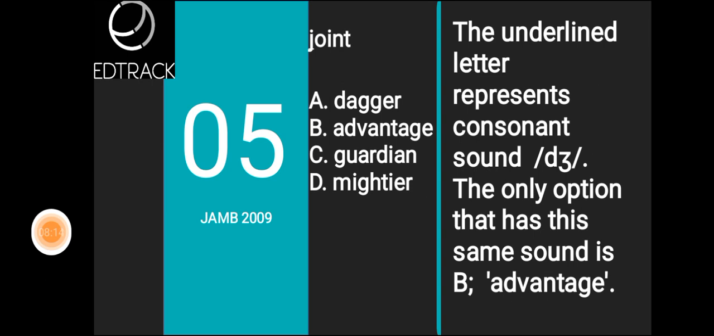Joint, joint, joint. So now we have that sound. What we are looking for is j, j, j. So now let us pronounce the words we have in the four options one after the other.